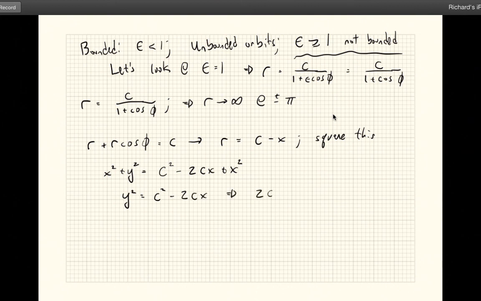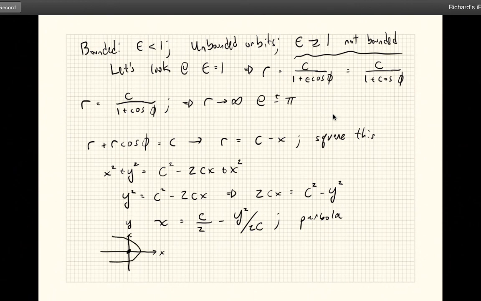And this gives that 2cx is equal to c² minus y². Okay? And then you basically end up getting that x is equal to c over 2, just divided through by 2c, minus y² over 2c. This is a parabola. Okay, so it looks something like this. Just sketch it over here real quick. Here's x, here's y. Again, it's displaced. Here's basically the center, and then you have a parabola that goes off like this. And then this distance here is c over 2.